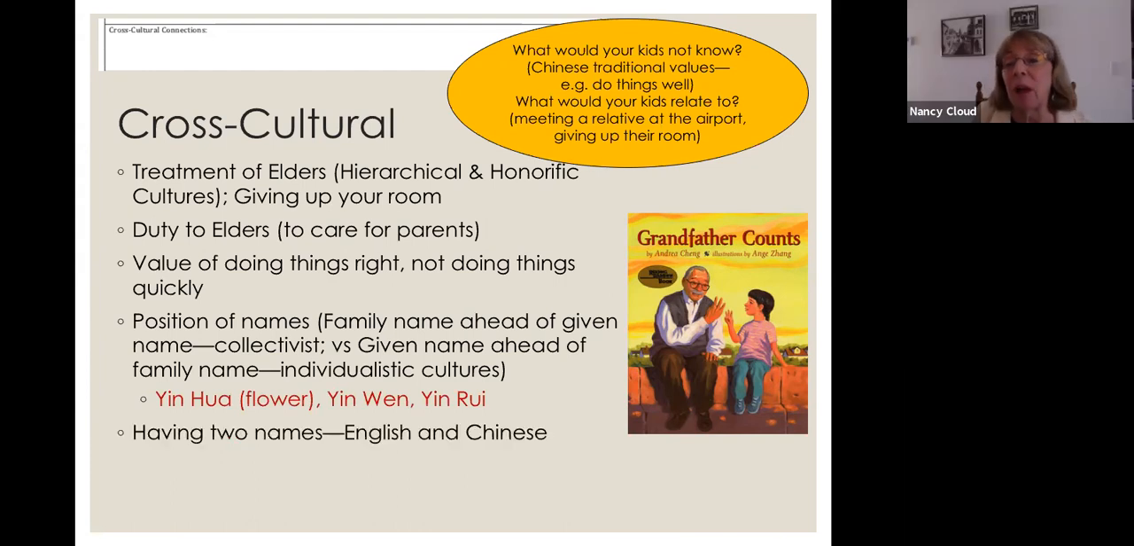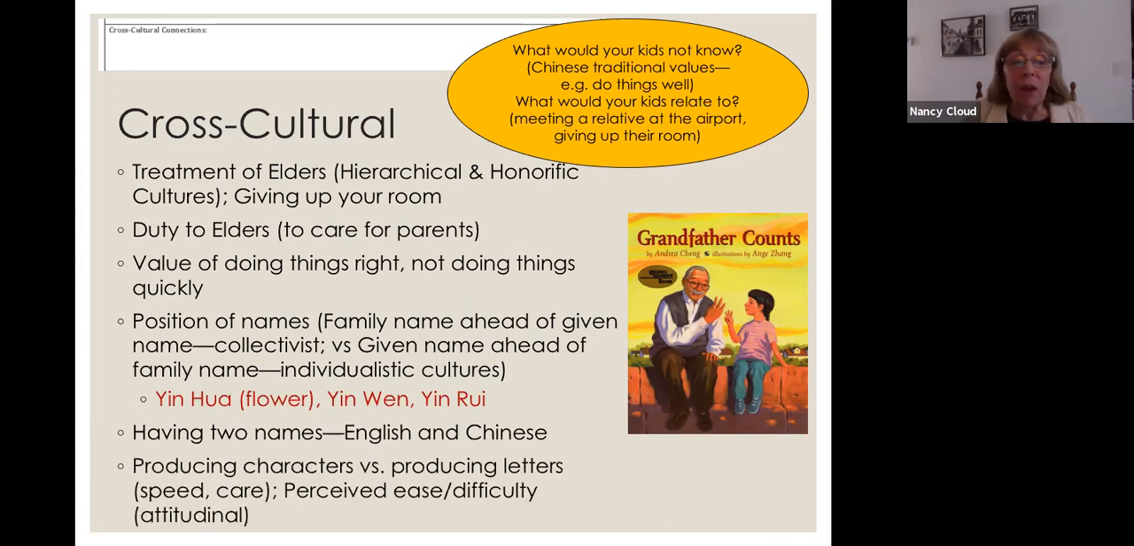Having two names: a lot of people from Asian backgrounds give themselves an English name to be kind to English speakers. It's not that they like the English name usually. They do it because they know you're having difficulty and they're trying to be kind to you. So these are some of the things you might notice when you're reading a culturally responsive book. What are the cross-cultural connections?